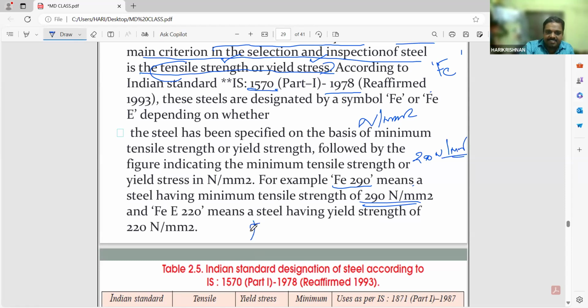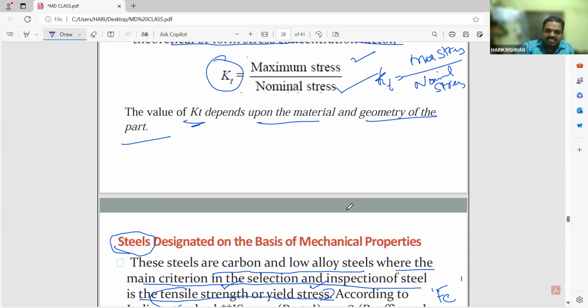Okay, if it is Fe 220, it means the steel is having yield strength of 220 Newton per mm square. Okay, concept is clear now. If Fe290, it means it is 290 tensile strength. If there is a capital E over there, that means it will be yield strength, 220 Newton per mm square. Why is it Newton per mm square? Just listen. What is stress?